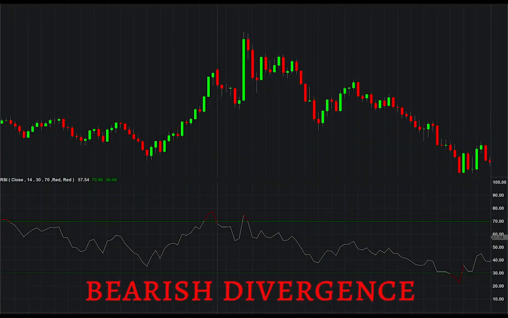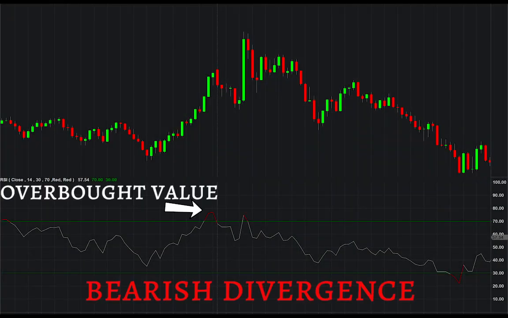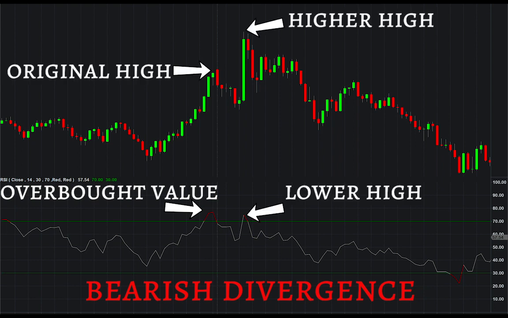A bearish divergence occurs when the RSI creates an overbought reading followed by a lower high that matches a higher high in the price. This indicates rising bearish momentum, which could signal a negative reversal.